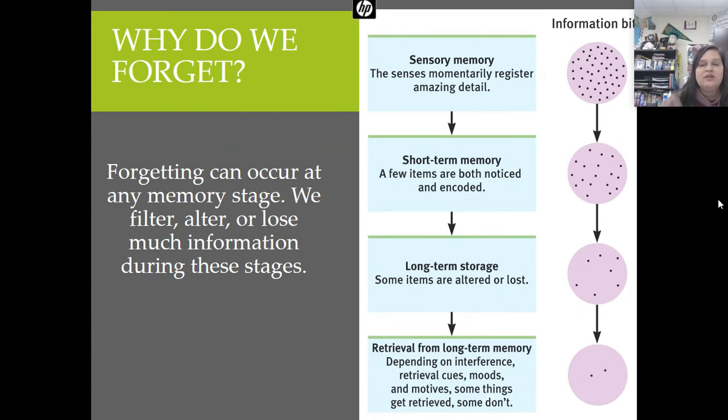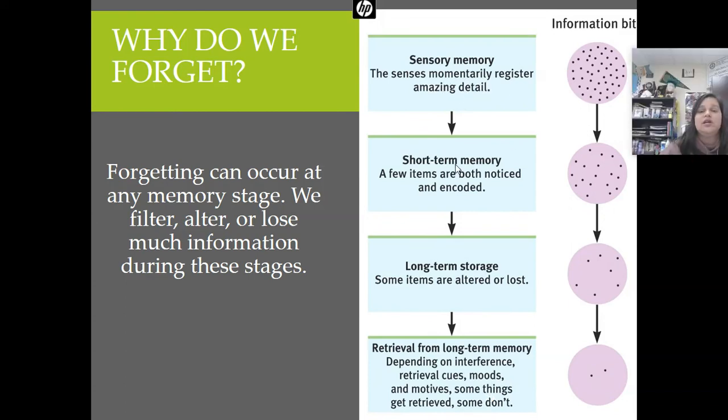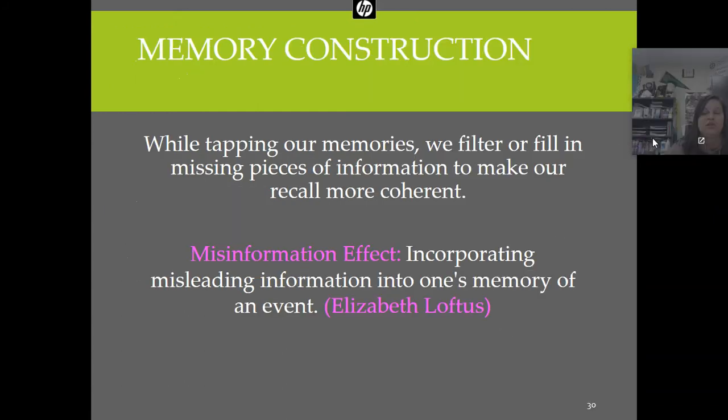So why do we forget? A little bit of a summary here. The sensory memory, the senses momentarily register amazing detail, but they leave a lot of stuff out. Short-term memory, a few items are noticed and encoded, but not everything. In long-term storage, some items are altered or lost. And then depending on interference, retrieval cues, moods, motives, some things get retrieved, but not everything. So even though we have that infinite long-term memory, you got to be able to get it out of that memory store and able to use it.